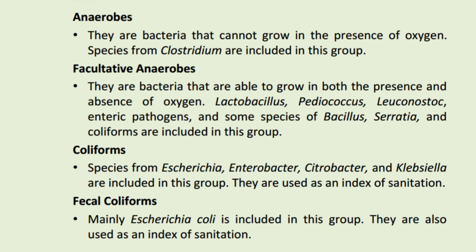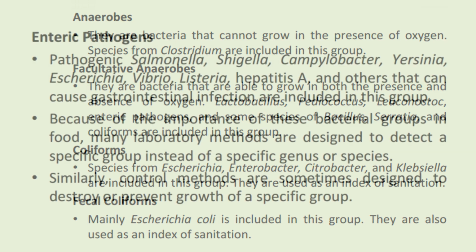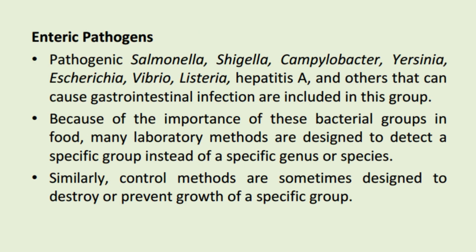Coliforms are used as an index of sanitation. Genera include Escherichia, Enterobacter, Citrobacter, and Klebsiella. Fecal coliforms, mainly Escherichia coli, are also used as a sanitation index. Enteric pathogens cause gastrointestinal infection. This includes pathogenic Salmonella, Shigella, Campylobacter, Yersinia, Escherichia, Vibrio, Listeria, and Hepatitis A.